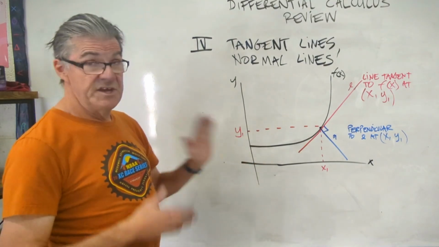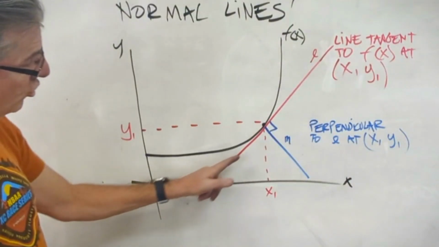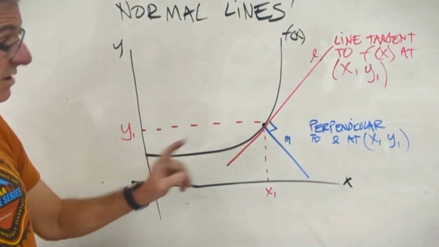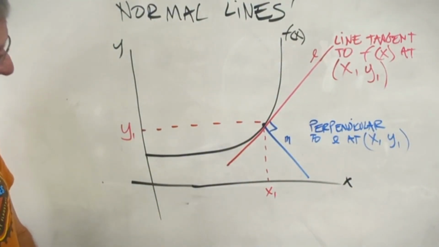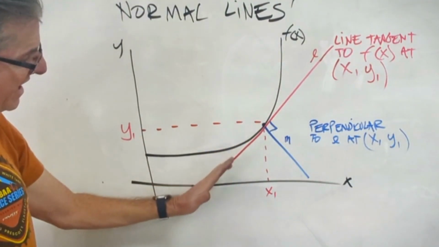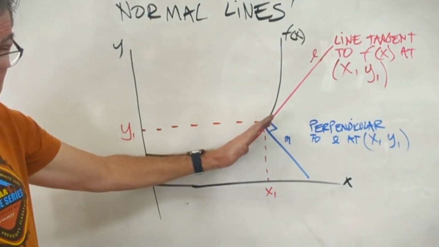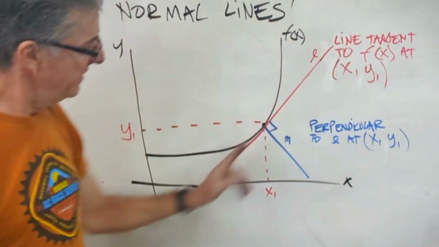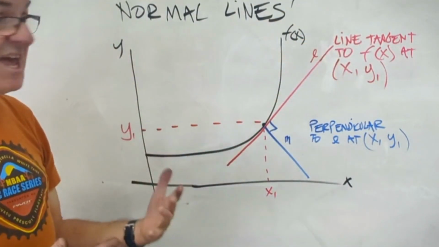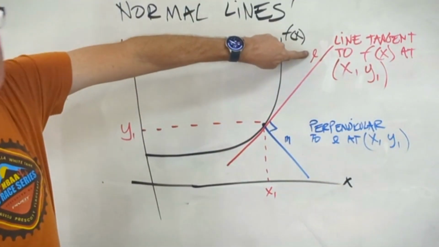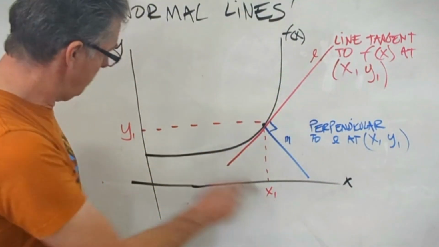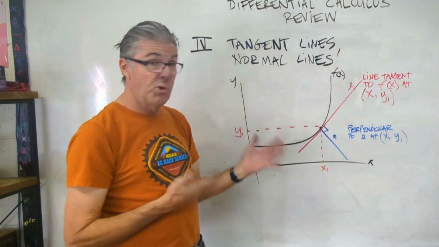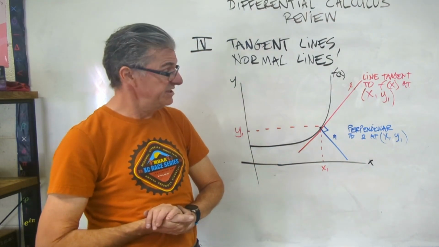My red line is my tangent. It touches f of x at one point. It doesn't cross it. It just kisses that line. It comes close enough to just touch it at one exact point and then keeps going. This is a straight line, and we say that this line is tangent to f of x at the point x1, y1. Okay, so that point is called the point of tangency.